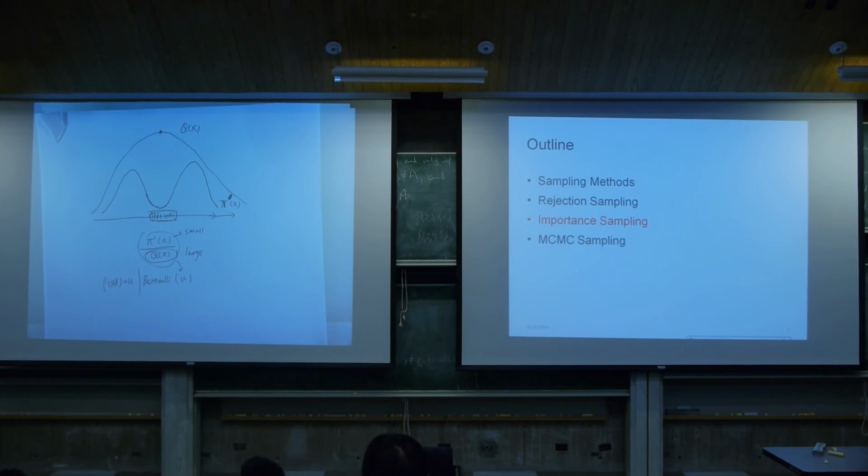So let's get to the second sampling method. We know that the drawback of rejection sampling is that it wastes a lot of samples, because it is highly possible that you reject most samples. Importance sampling comes up with this idea: I'm not going to reject any of them. All the samples drawn from Q will be accepted.